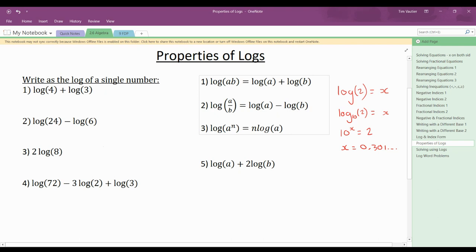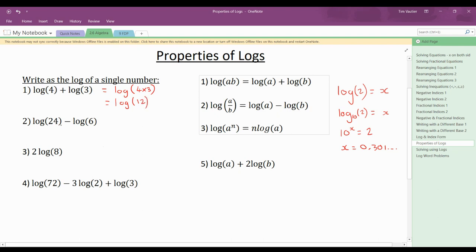Now, if I'm going to simplify this one, we'll go through these now. We've got log 4 plus log 3. When we're adding two different logs, we can get the answer by multiplying the numbers, which is log 4 times 3, which is going to be log 12.